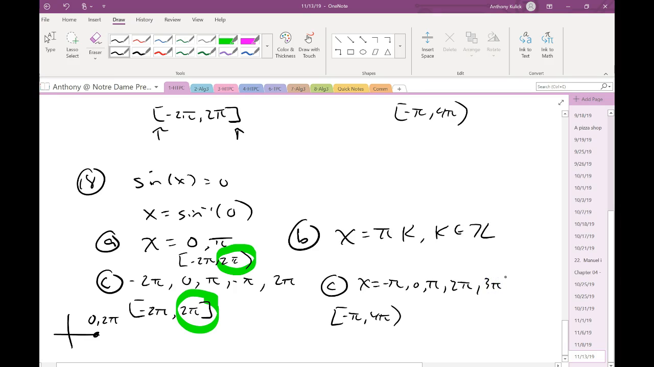So our answers are negative pi, 0, pi, 2 pi, 3 pi. Oh, sorry. That one. My apologies. At least I wrote them in alphabetical order, right?